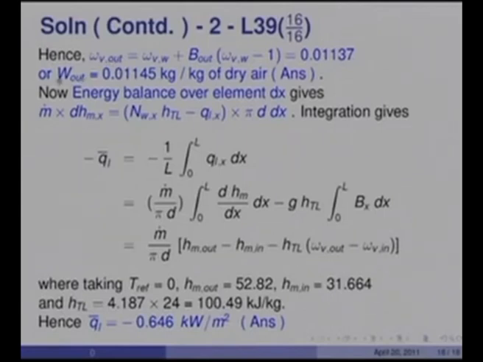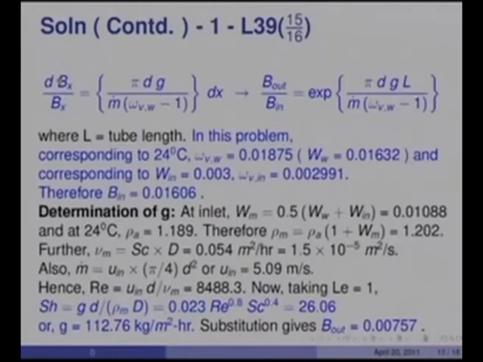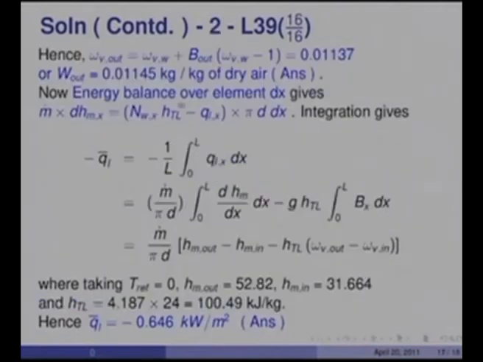So, you can see, whereas W in was 0.003, as you can see, the specific humidity at inlet was 0.003, but now the air has been humidified, and the specific humidity at outlet is 0.01145. So, air has indeed picked up moisture from the surface.